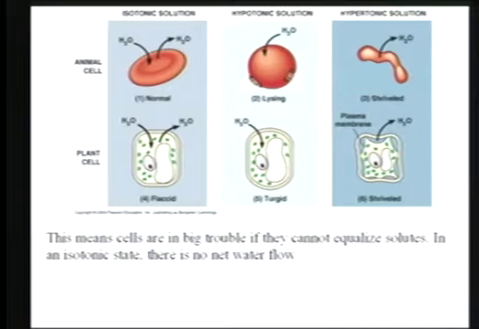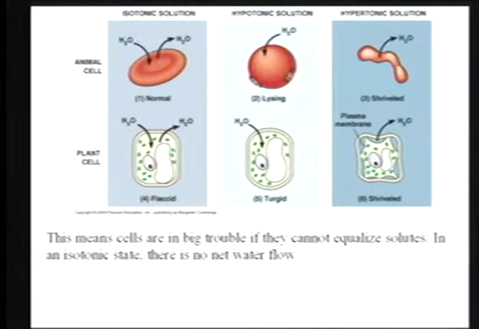If you're dealing with a plant cell, it's a little bit different situation, because a plant cell has this rigid cell wall. So water comes into the cell, builds up water pressure, and pushes against the cell wall. That water pressure keeps plants from wilting. We call that a turgid state for a plant cell.